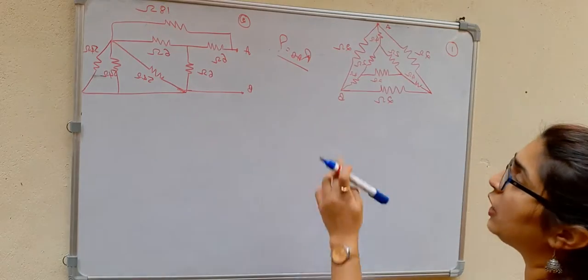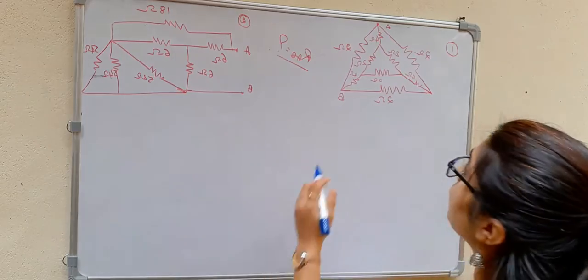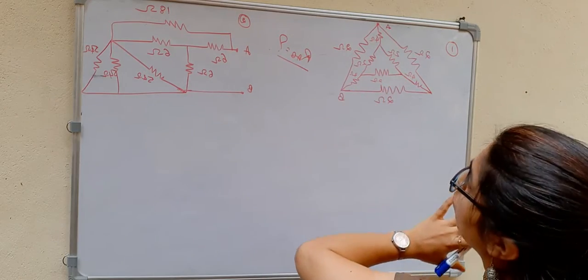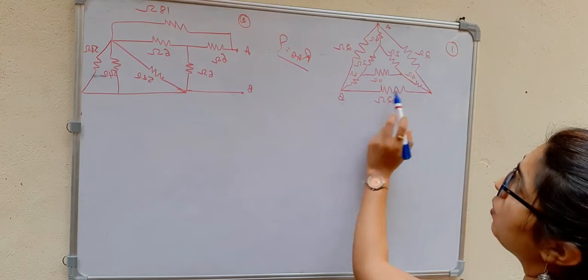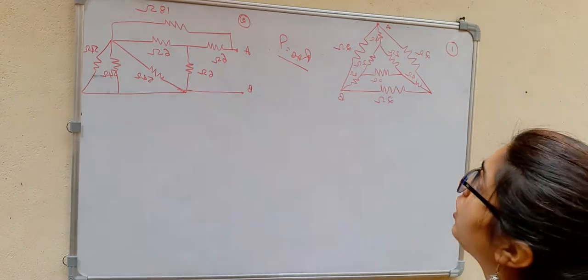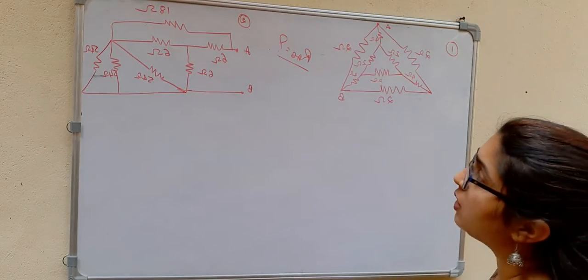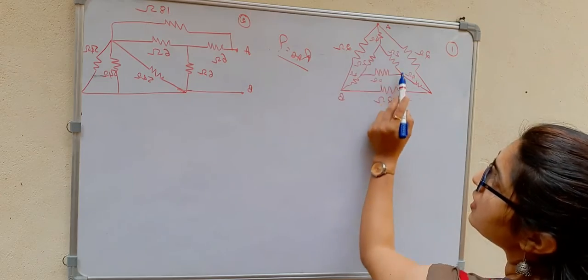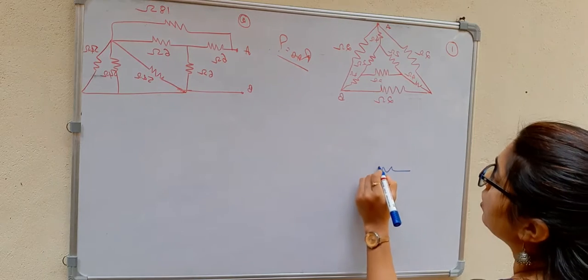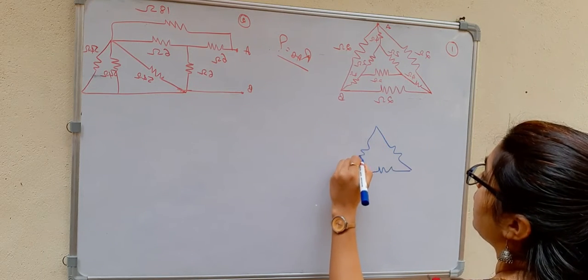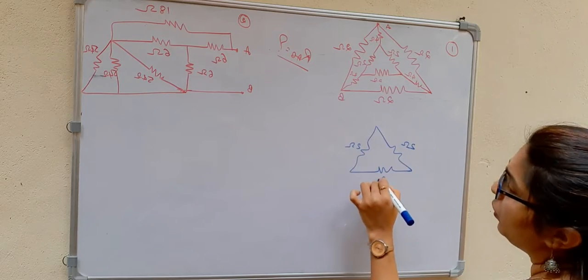We have to find the equivalent resistance between the two terminals A and B. We are given this network. Here we have a delta configuration inside, and outside also we have a delta configuration. So I can convert the inside delta into a star configuration. Each resistance in this delta is 2 ohm.